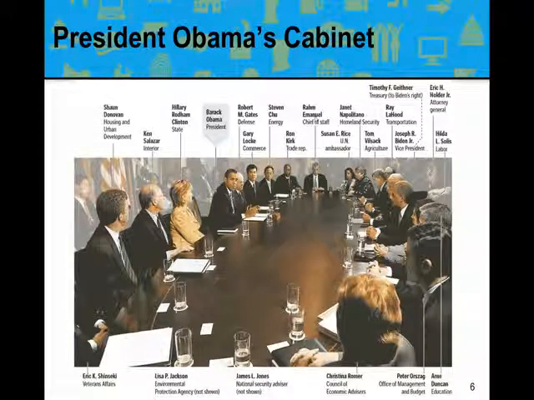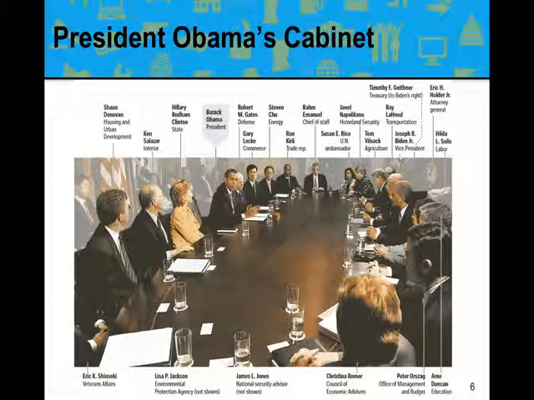Rahm Emanuel was the chief of staff. He is now the mayor of Chicago. Janet Napolitano, we see her in a lot of the news because she is the Homeland Security Secretary. And then you have Timothy Geithner, who you really can't see. He's back behind Joe Biden, who's the vice president. But Timothy Geithner is in the news a lot because he's the Secretary of the Treasury.